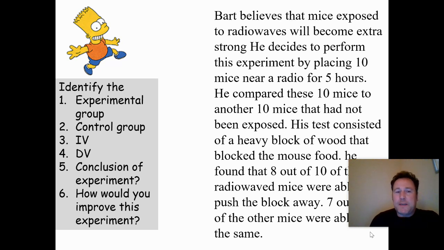That would be the mice that received the radioactive treatment. The control group did not receive the treatment. What is the independent variable? That would be the exposure to the radio waves. What is the dependent variable? The ability to move the block.